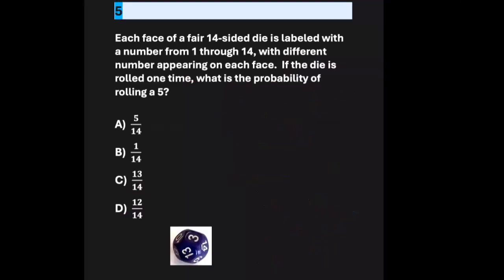Question 5 talks about fair die, and it has 14 sides from number 1 through 14. And when you roll one time, the total number of outcomes is 14 for all numbers. If you roll one time, what is the probability of getting number 5 on top? So you have 14 different numbers, and each number has only one chance to come on top. So for number 5, you have only one outcome out of 14. So the possible outcome for number 5 is 1 out of 14.